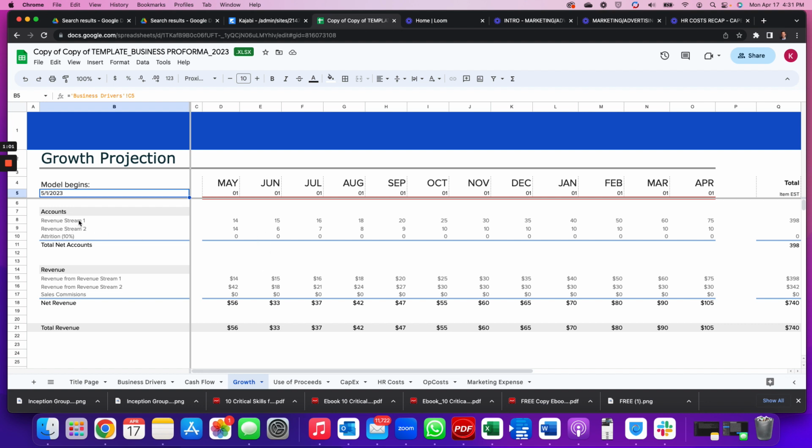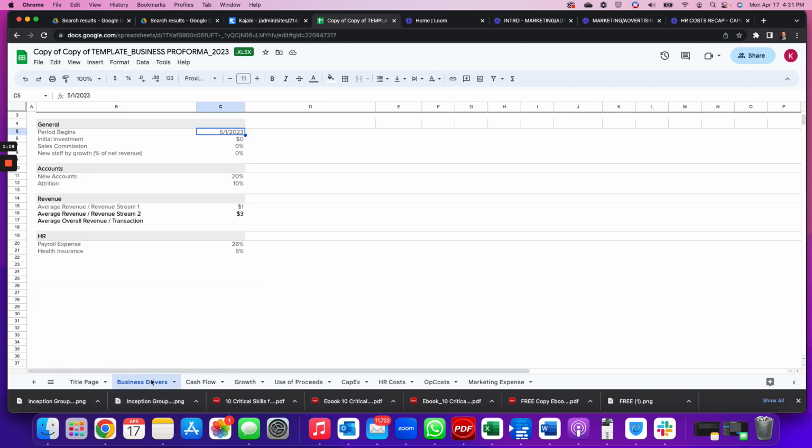the accounts here. We have revenue stream 1, revenue stream 2, and as you recall, let's go back to the business drivers tab and see what our per unit price is for each of these products or services. So our service number 1, revenue stream 1, we're selling for $1. I just threw in these numbers, and the second product or service we're offering is $3.